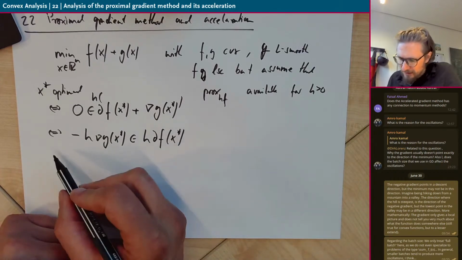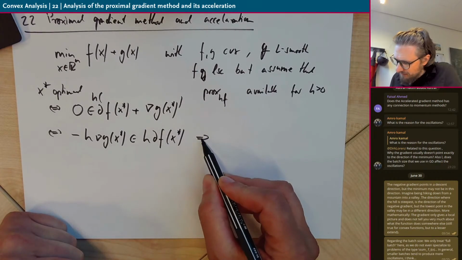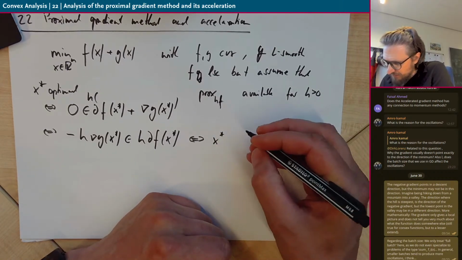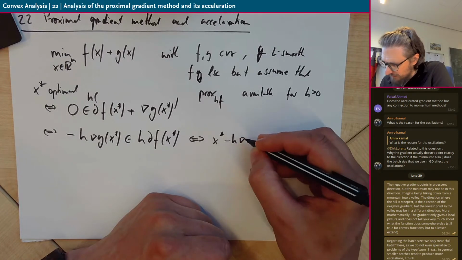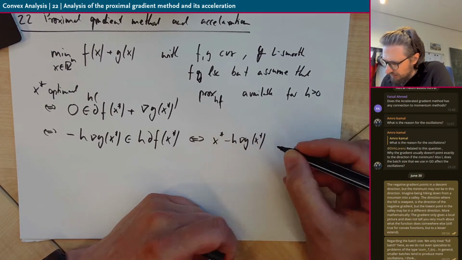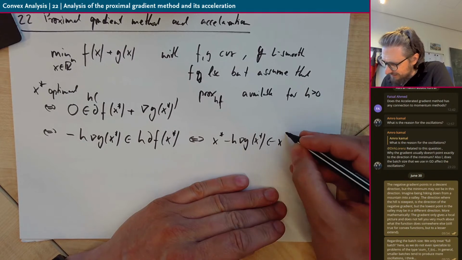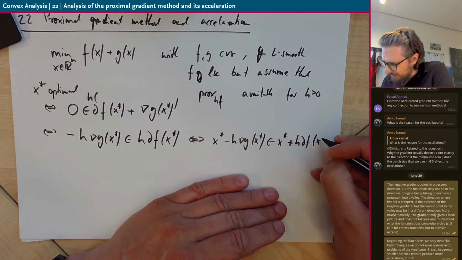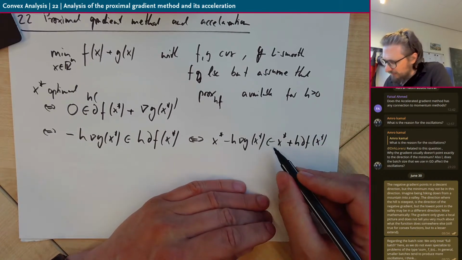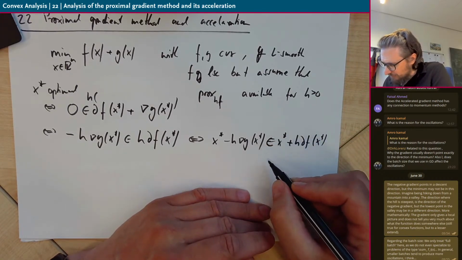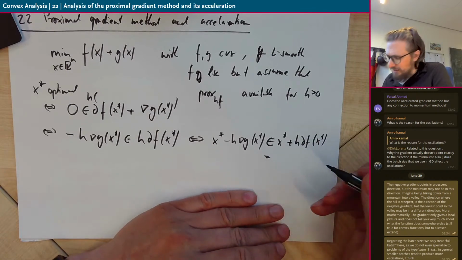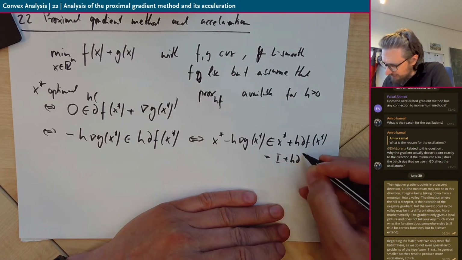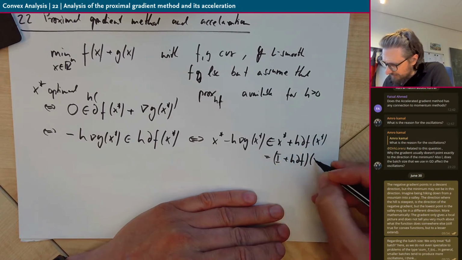Further, we can just add x star on both sides. If we add x star on both sides, we get x star minus h times gradient g at x star is an element of x star plus h times subgradient of f at x star. The right hand side you can express as identity plus h times subdifferential of f at x star.